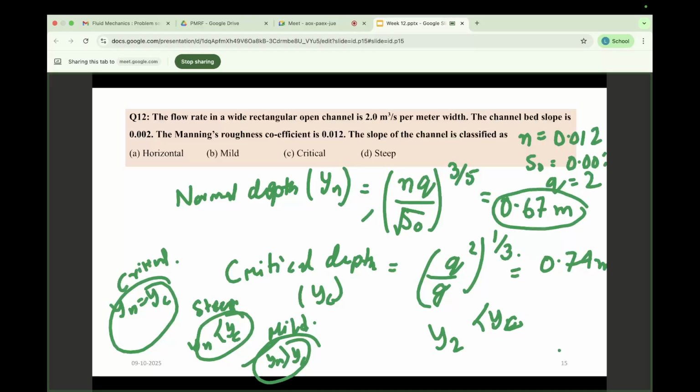That means the depth is already below critical. If you remember the previous diagram, this is our critical depth yc, and this is yn. So yn is less than yc. So in this region, the flow is increasing to steep. So the slope of the channel is steep. Okay, so the correct option is option D.